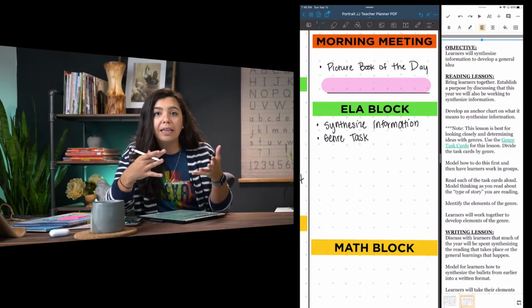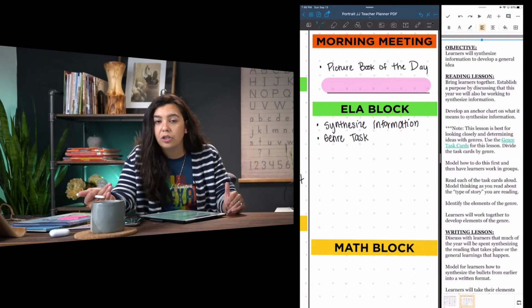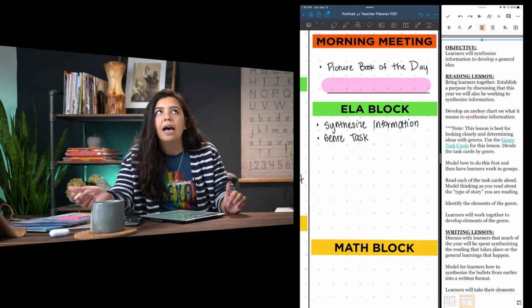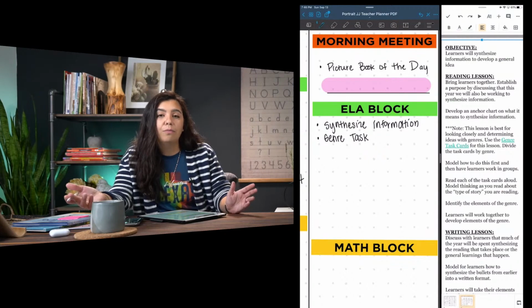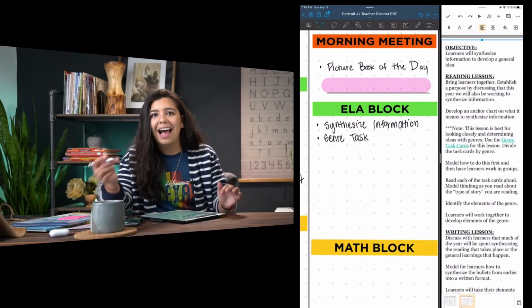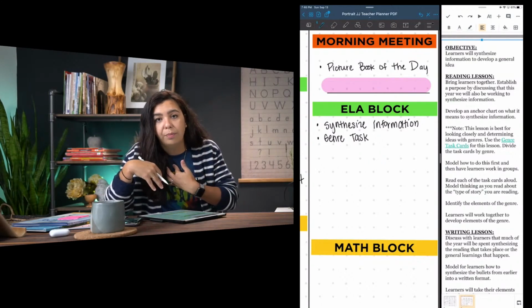Now, if I had the ability, guys, I would have done this with picture books. I'll be honest with you, I would not have done it with genre task cards. Unfortunately, I don't have enough picture books to give one to each of the kids because we can't work in groups. So with that said, I'm just going to do task cards this year. I would normally have liked to have done it with picture books.